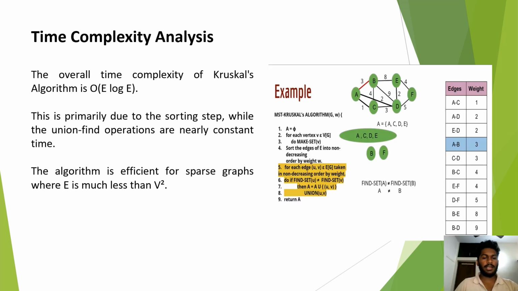Time complexity analysis. The overall time complexity of Kruskal's algorithm is O(E log E). This is primarily due to the sorting step, while the union-find operations are nearly constant time. The algorithm is efficient for sparse graphs, where E is much less than V squared.